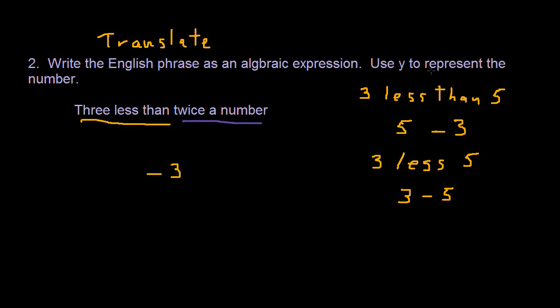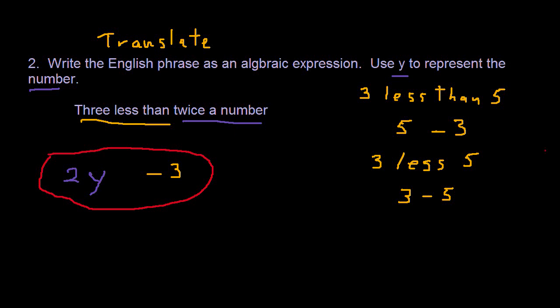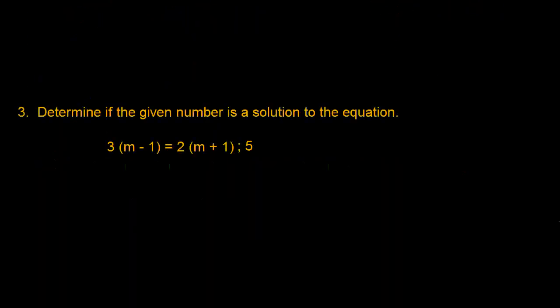And what is the something that we have? Twice a number. What does twice mean? Twice means 2 times, and our number we were supposed to use is y. That's representing our number. And so there it is. We've done our translation. 2y subtract 3.